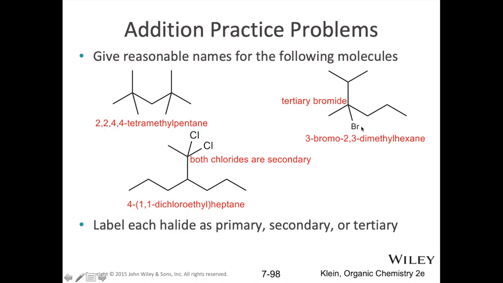Looking at our alkyl halides, the alpha carbon here has 3 carbons coming off of it, so it's tertiary. If we look at our chlorines here, and we look at this alpha carbon, we've got 2 carbons coming off of it, so it's going to be secondary with respect to each of those chlorides.